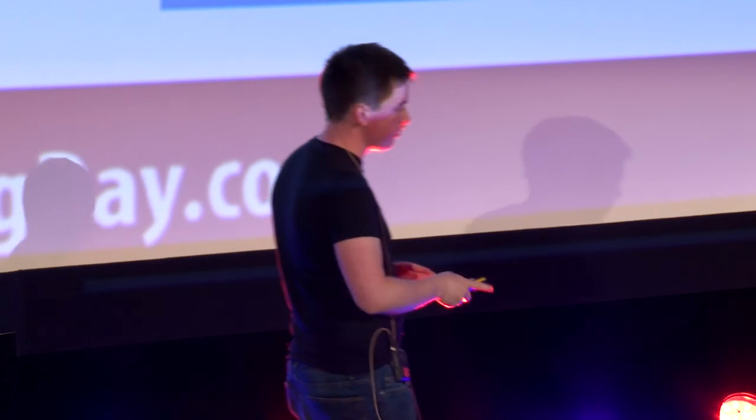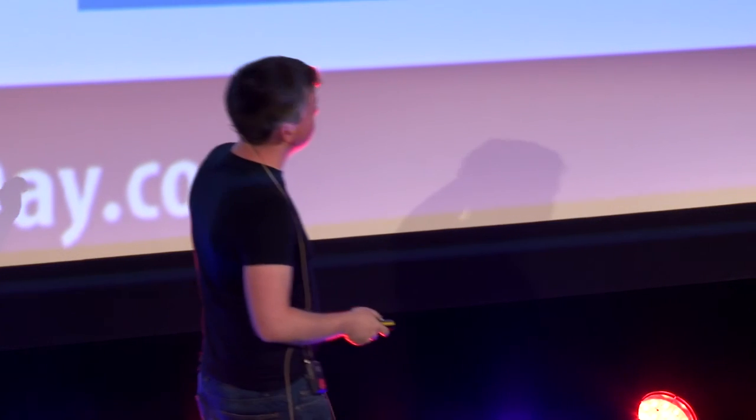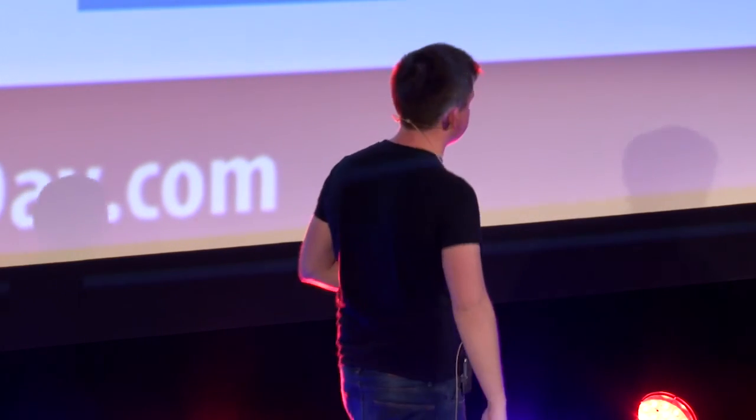The asset that I ran was an infographic that was top 10 books for entrepreneurs. Now, this is a subject that's really close to my heart. Now I run my own business. And what we did is we targeted each of the authors that are listed within this piece. So 10 authors, each with obviously an influential fan base. So it meant we got some really good targeted traffic. And it worked really well.